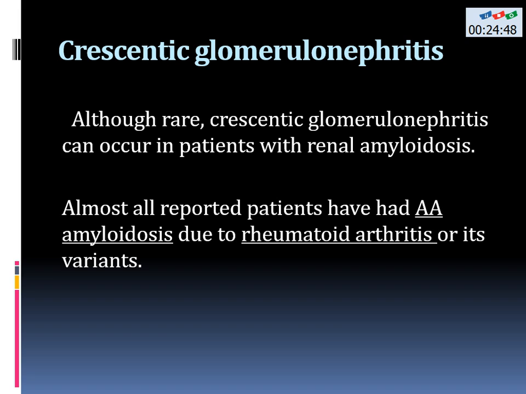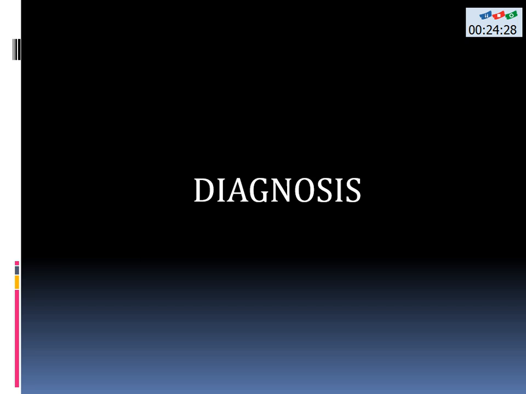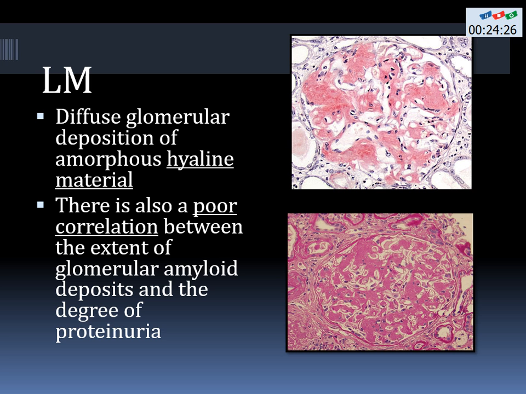Crescentic GN again can happen secondary to amyloid deposition. This is a very rare condition, and it's almost always associated with the type AA amyloidosis secondary to rheumatoid arthritis. So here we discussed all the presentations of amyloidosis, and we know now that it depends on the site of deposition of these fibrils.